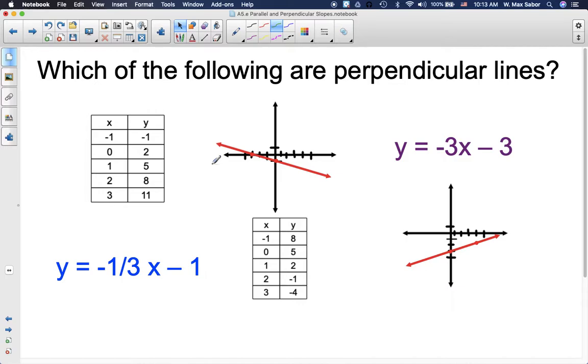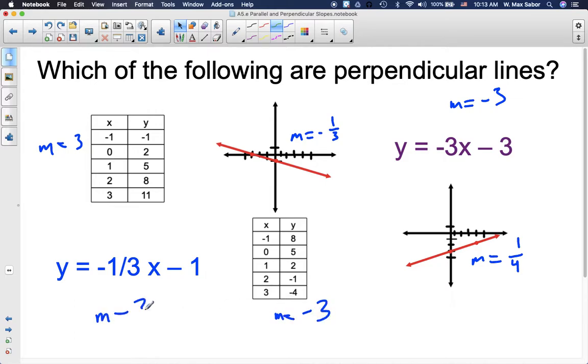When we want to look for perpendicular lines, we find the slopes. Here our slope is 3. Here our slope is negative 1/3. Here our slope is negative 3. Here our slope is 1/4. Here our slope is negative 3. And here our slope is negative 1/3. They're perpendicular if they have negative reciprocal slopes. Which ones have negative reciprocal slopes? Oh, this should say m equals.